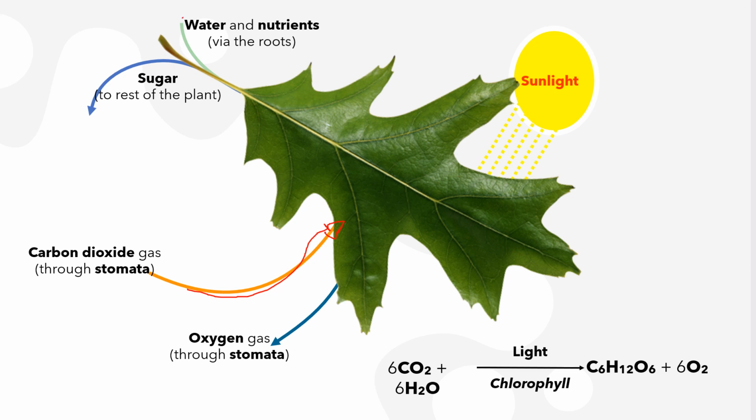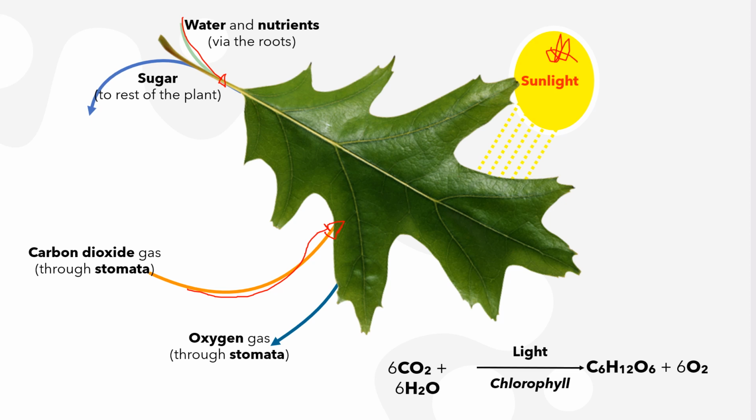So our water is coming from our roots, okay? So our plants will be in the soil, hopefully they're being watered or rained on, and their water will be taken up via the roots into the leaf. So that's where our two inputs are coming from. We also obviously have sunlight, and you know where that comes from.